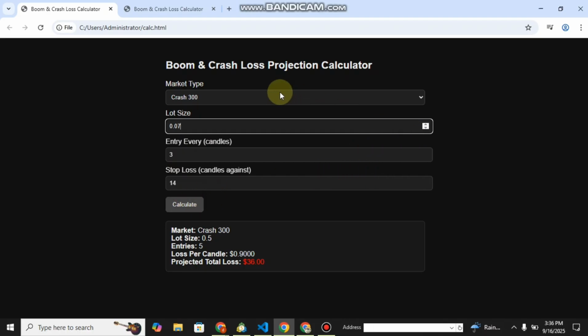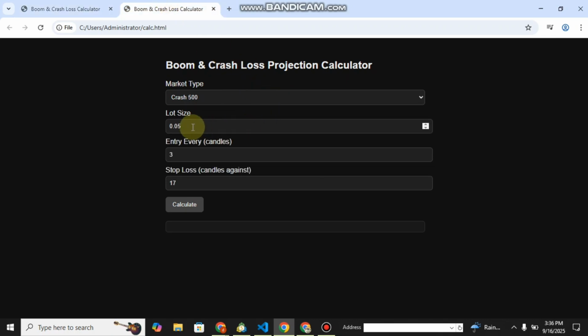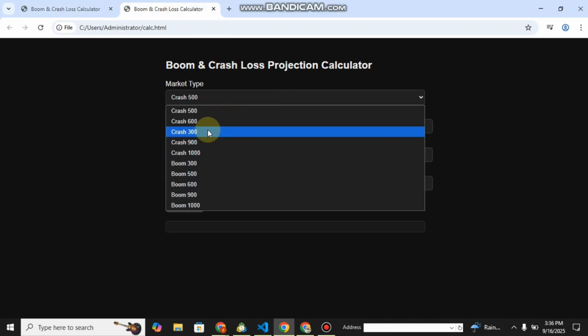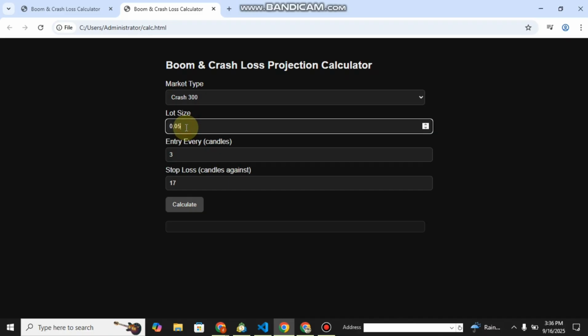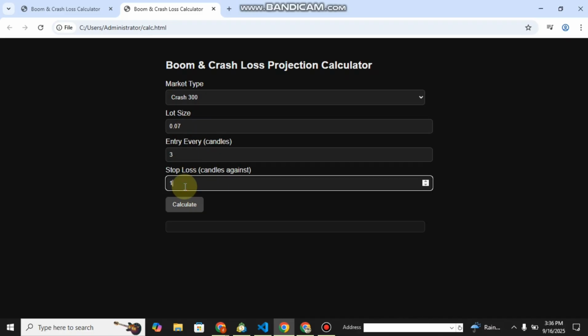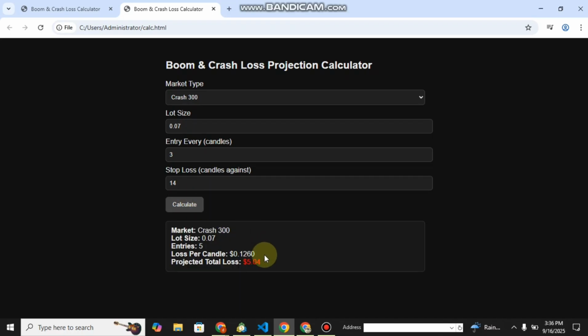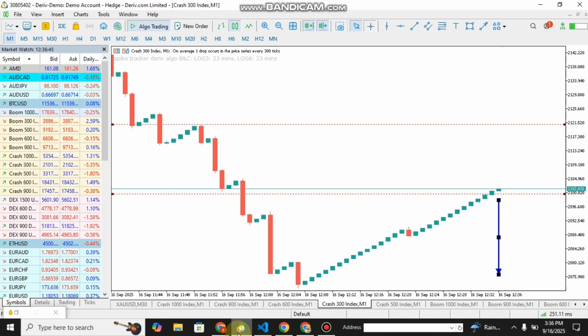What's happening with my calculator? Let me use this one. So Crash 300, lot size is 0.07, stop loss 14, and calculate. It is now $5. And obviously, with the spike detector and with that kind of execution, every time the spike happens, you always make at least a risk to reward of 1:2. You will always make more than you can lose using that kind of execution. Always.